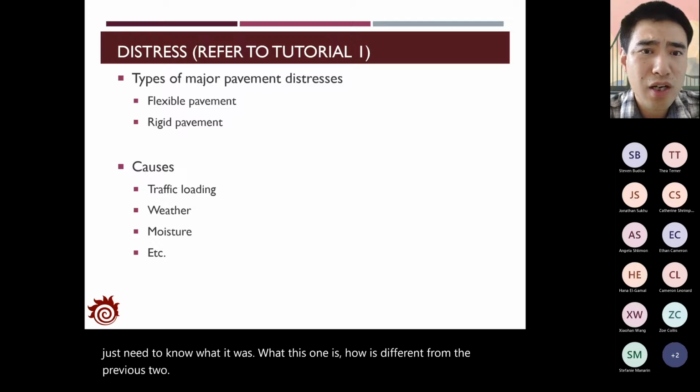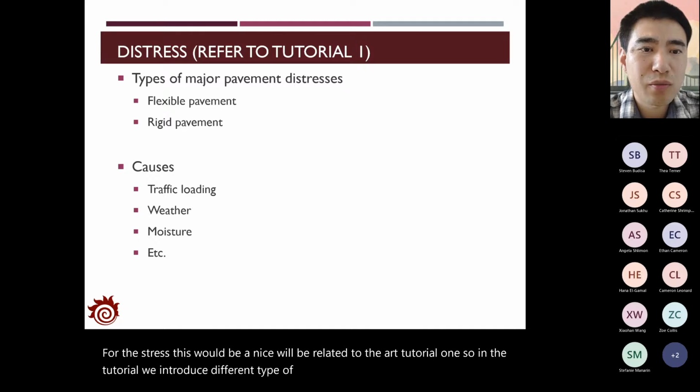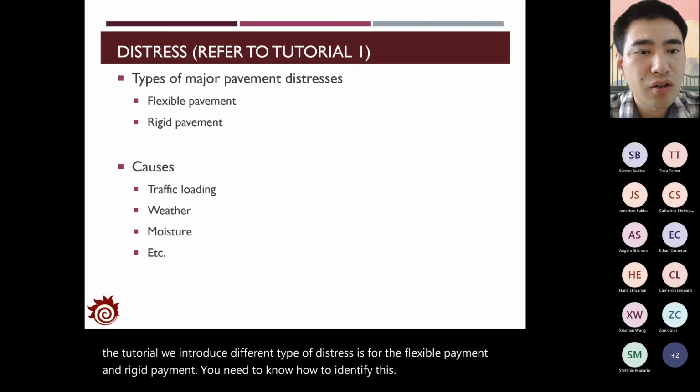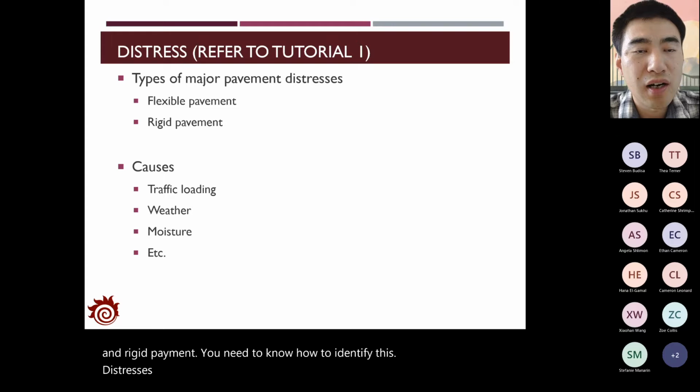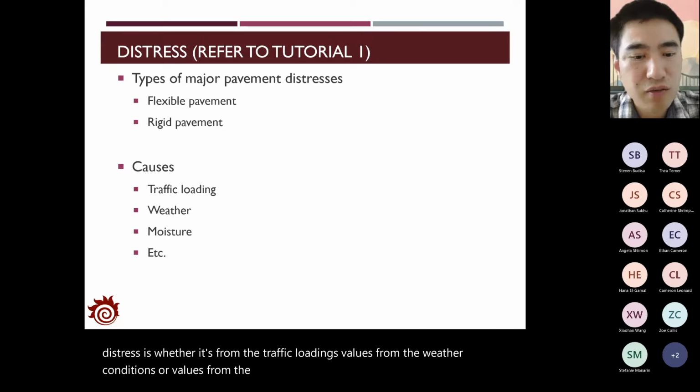For the stress, this will be related to tutorial one. In tutorial one, we introduced different types of distresses for the flexible pavement and the rigid pavement. You need to know how to identify these distresses, and also understand the cause of this kind of distress, whether it's from the traffic loadings, the weather conditions, or the moisture contents, and so on.